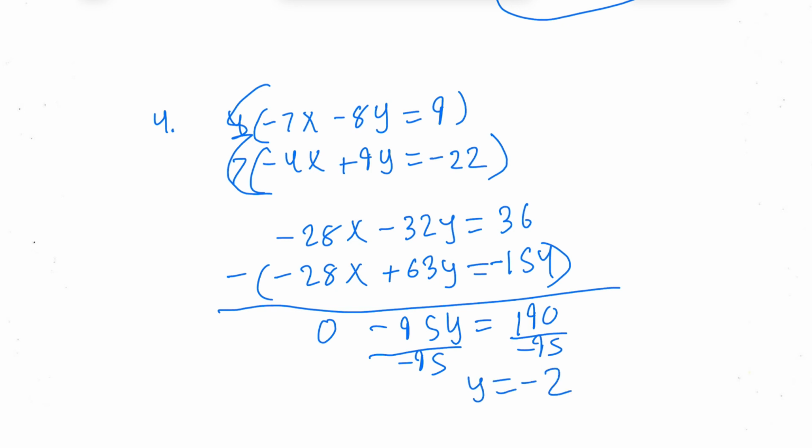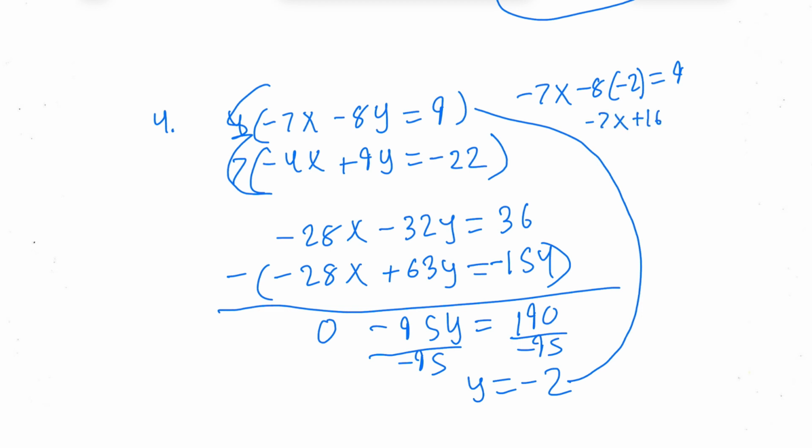And now we can just plug that into one of these equations here, and we can find what x is. So negative 7x minus 8 times negative 2 is equal to 9. Negative 7x plus 16 is equal to 9. Subtract 16 from both sides, we'll get that negative 7x is equal to negative 7. And we divide both sides by negative 7, we'll get that x is equal to positive 1. So our final solution is 1, negative 2.